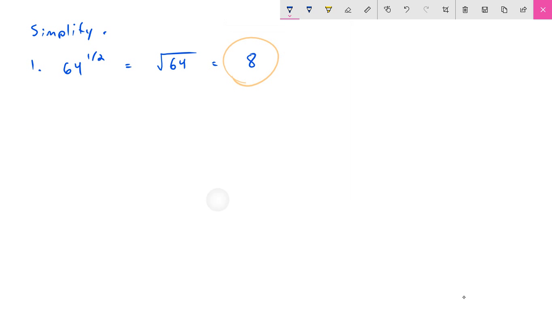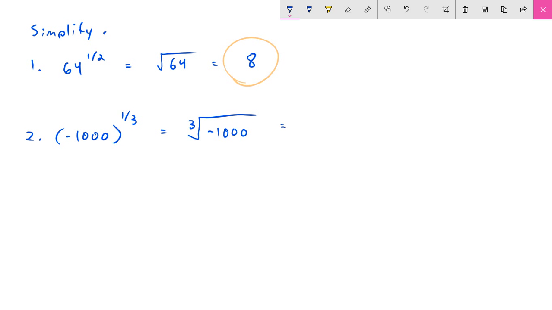Our second example then is going to be negative 1,000 to the 1/3 power. So first we want to rewrite that into a root. So how can we rewrite that? It's going to be the cube root. The index is the denominator, 3, and then of negative 1,000 to the 1, but we don't need to write the 1, it's the same thing. So we're looking for the cube root of negative 1,000.